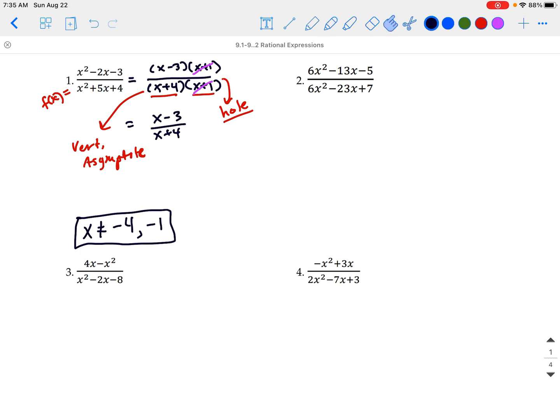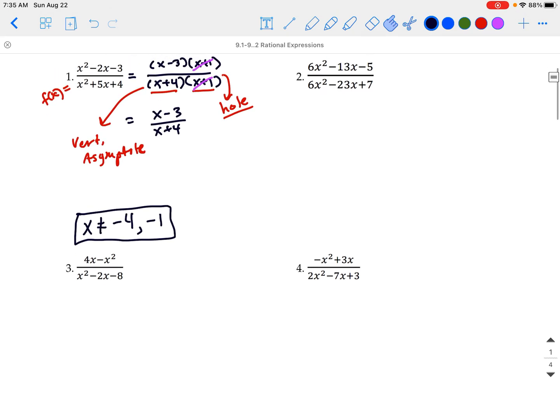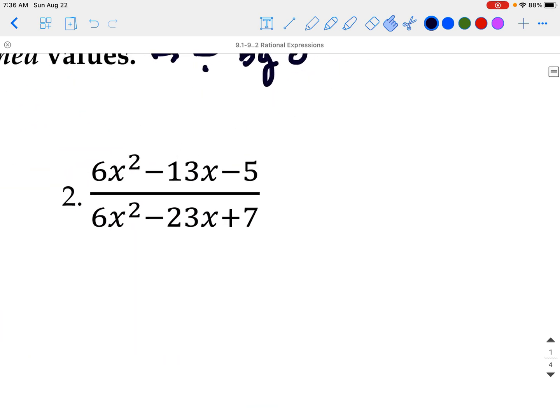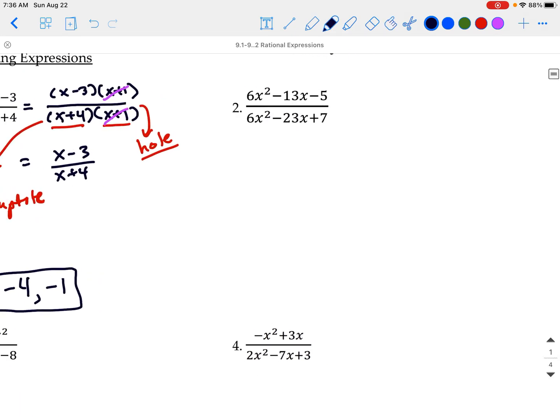Okay, so you might want to go ahead and pause the video here to go ahead and try 2, 3, and 4. They're all similar ideas where we're going to be factoring in order to complete the simplification of the expressions. So let's go ahead and look at number 2. Don't need to zoom in that much. So again, we will factor the expression if possible.